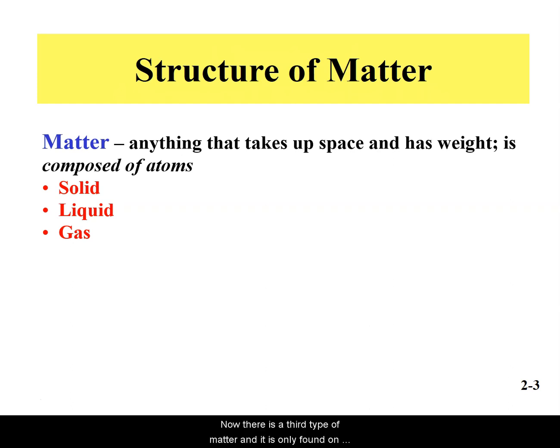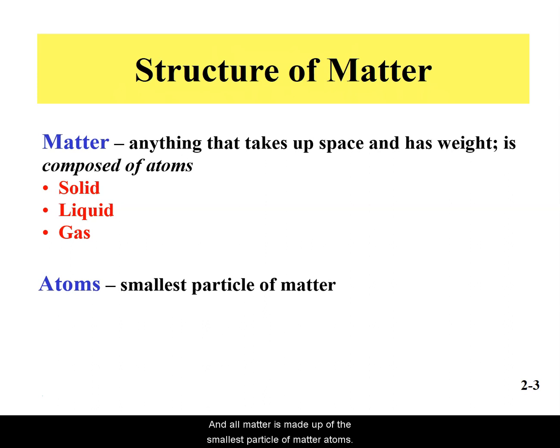Now, there is another type of matter, and it is only found on the sun, so it's not important to us here. It is important to us because we depend on the sun for heat and photosynthesis and things like that. But that fourth state of matter is plasma, and we don't have that. We do not see plasma on the earth. And all matter is made up of the smallest particle of matter, atoms.